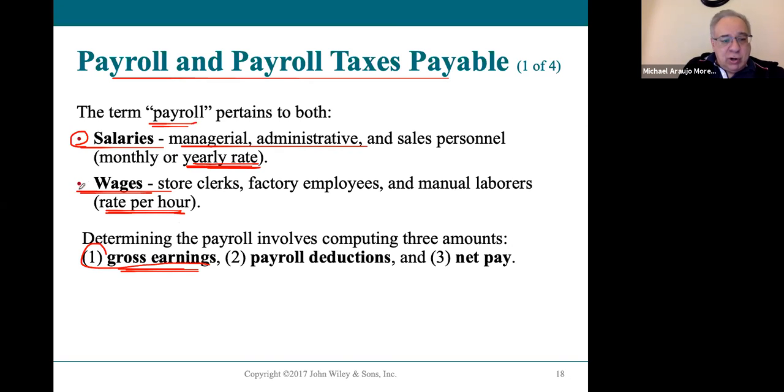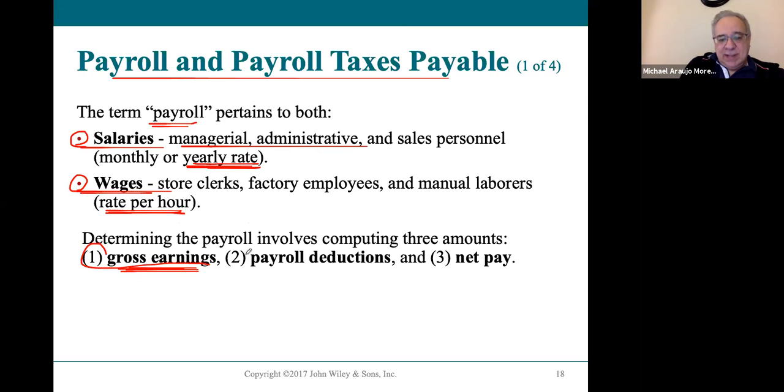For a wage worker, they're going to have to take the number of hours and multiply it by the rate per hour. Any hour over 40 hours is time and a half. So that's how they would calculate their gross earnings. It's very important to know that difference.